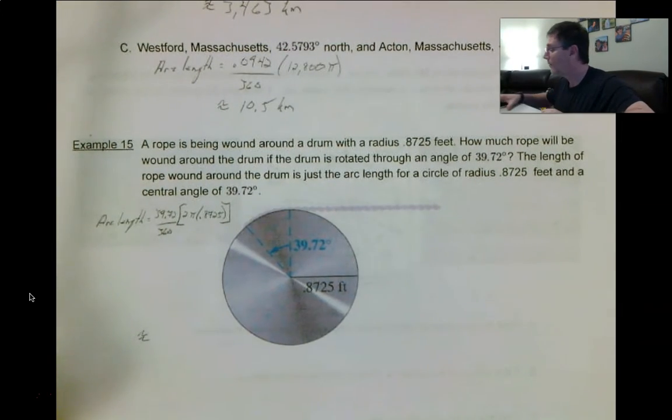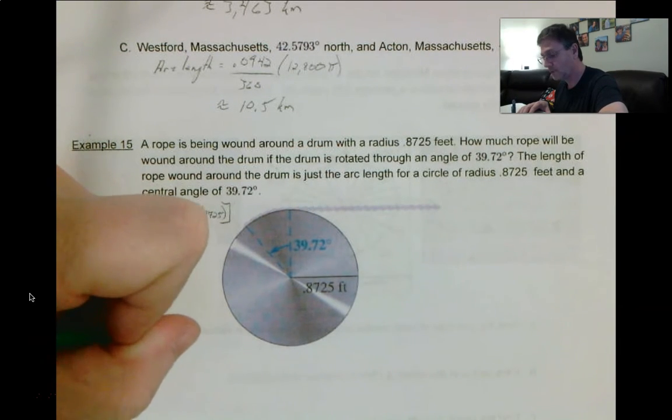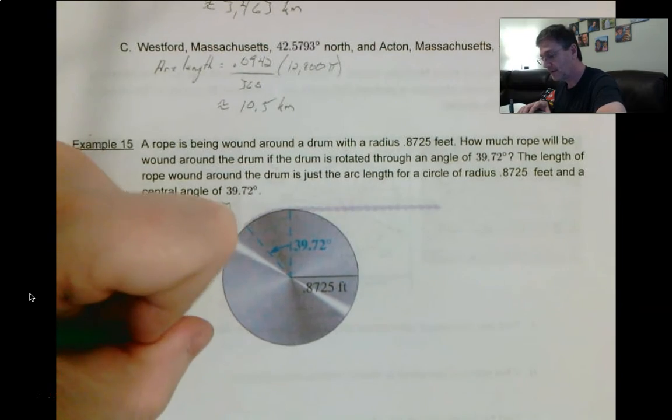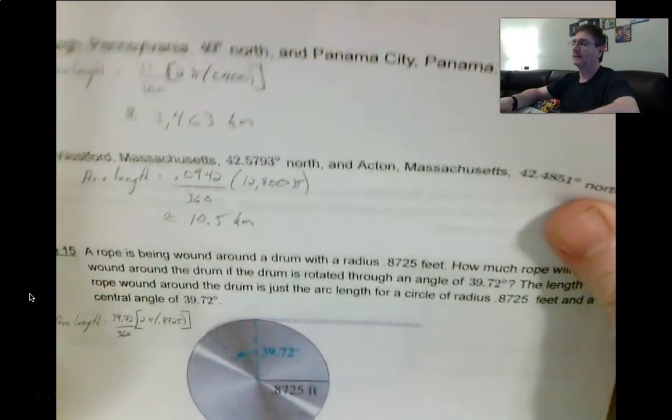Approximately 39.72 times 2 times pi times 0.8725 divided by 360, and we have approximately 0.6049 feet of rope gets wound around the gear or the drum. That's example 15.